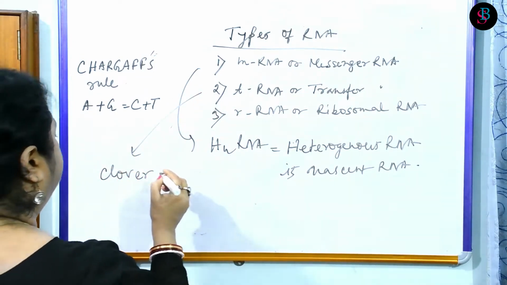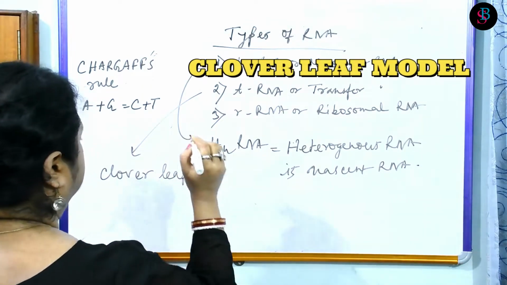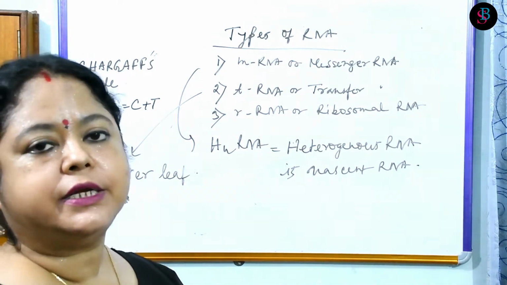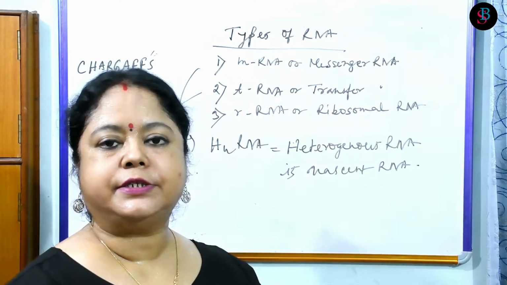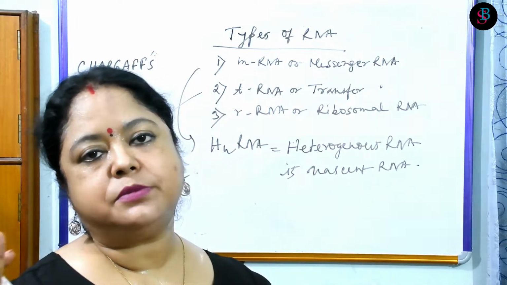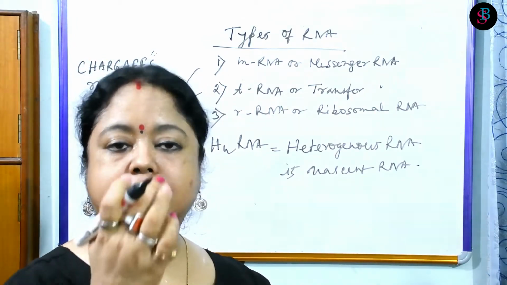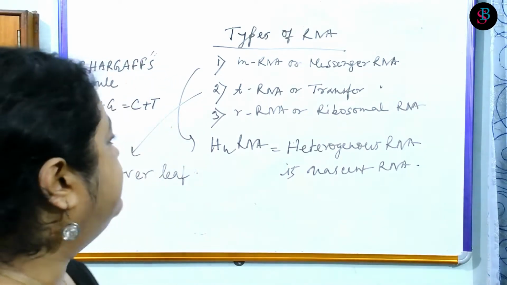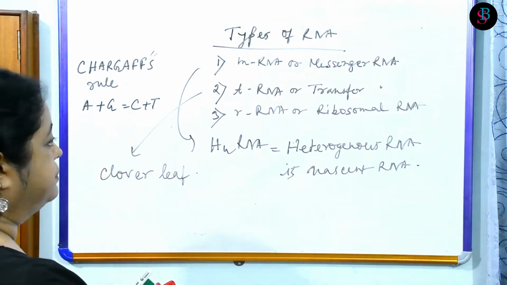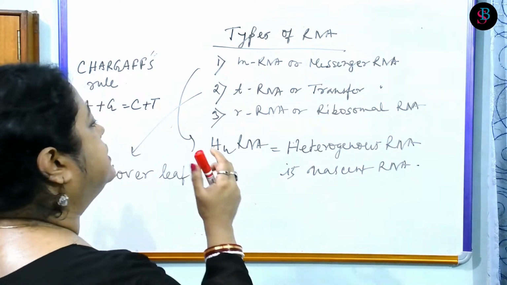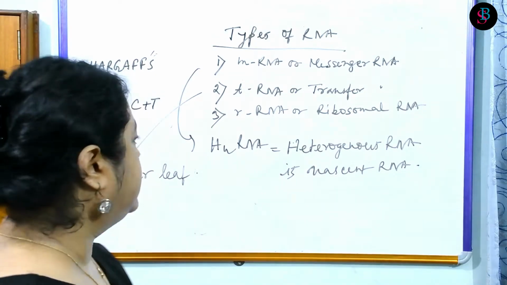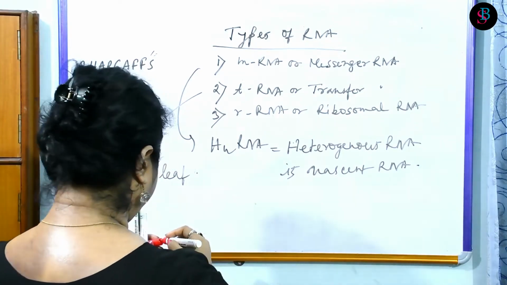Clover leaf means it folds and takes a structure like a leaf. It has four sides: the anticodon loop, the DHU loop, the CCA amino acid binding site, and another is the TψC loop. So different loops are there, and this helps in protein synthesis by carrying the amino acids. And the function of the rRNA is that it forms the ribosome, and the most abundant RNA is rRNA.